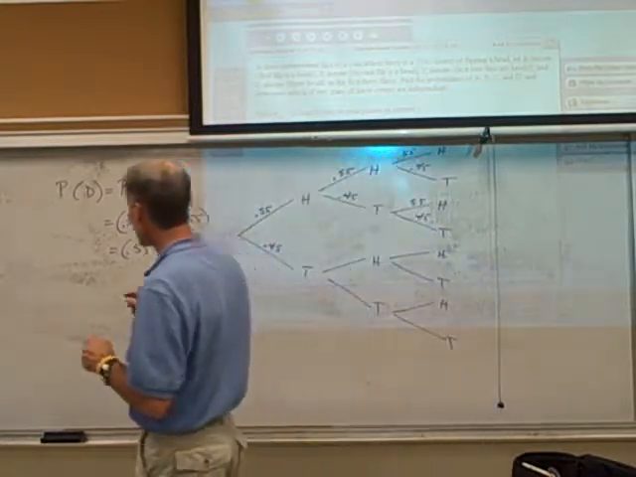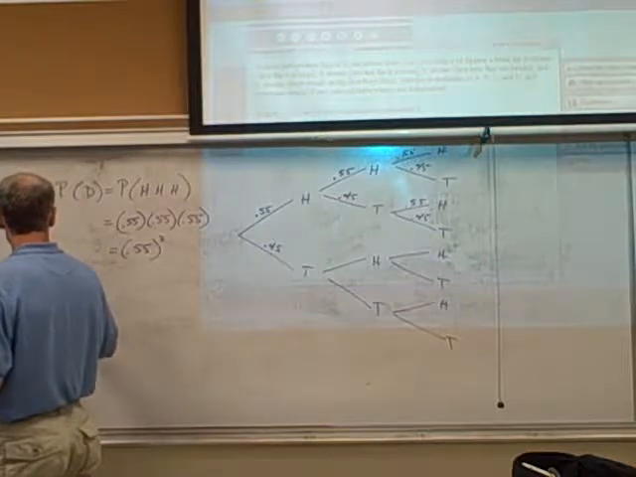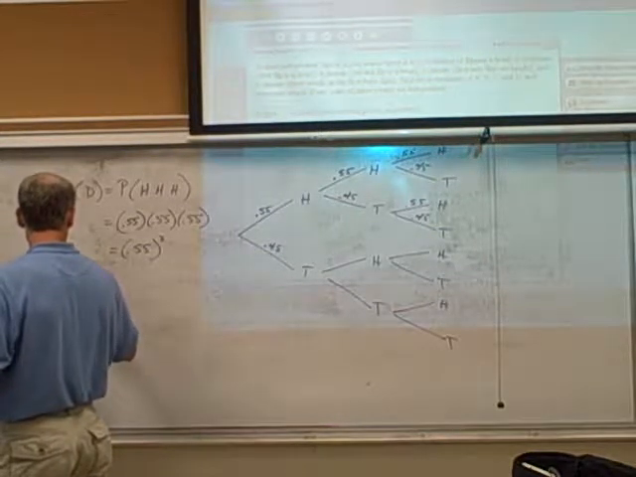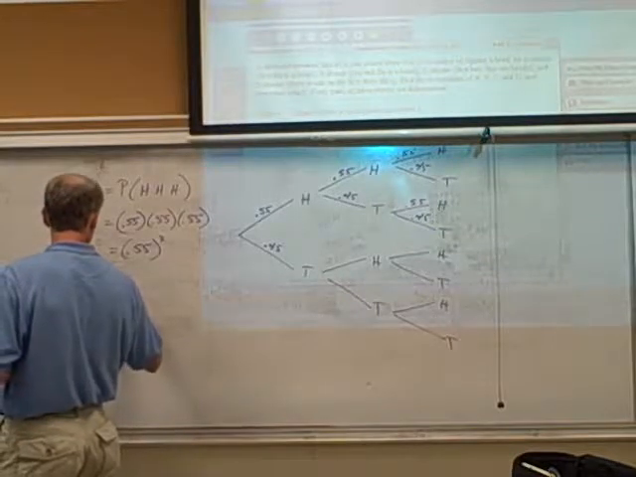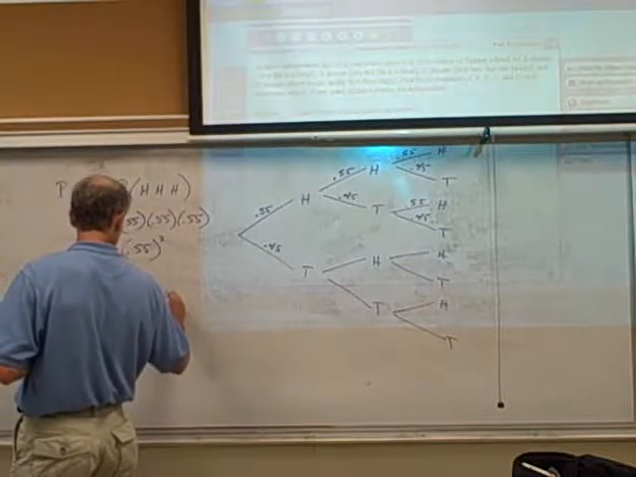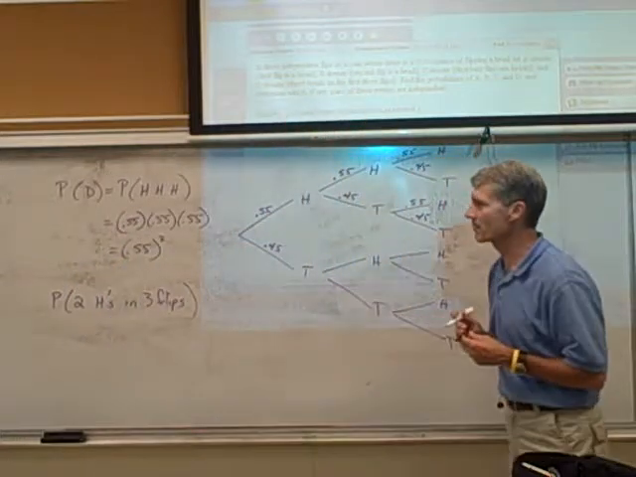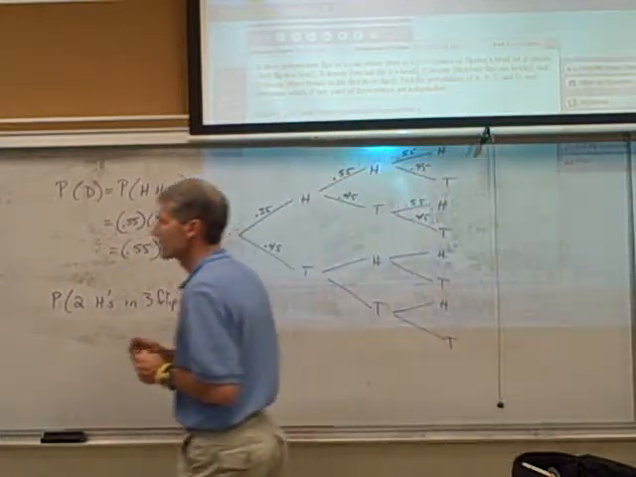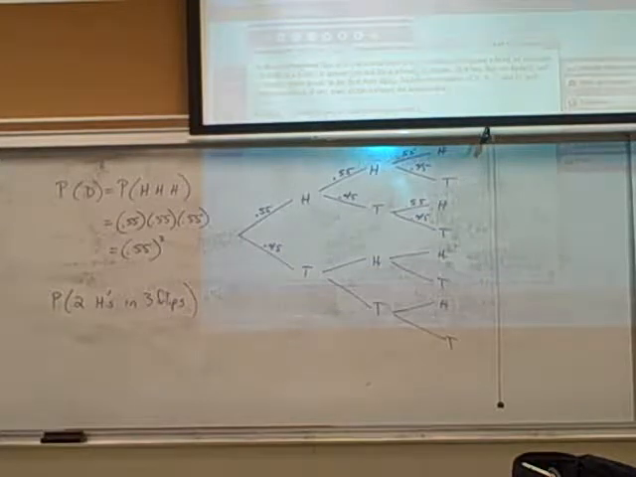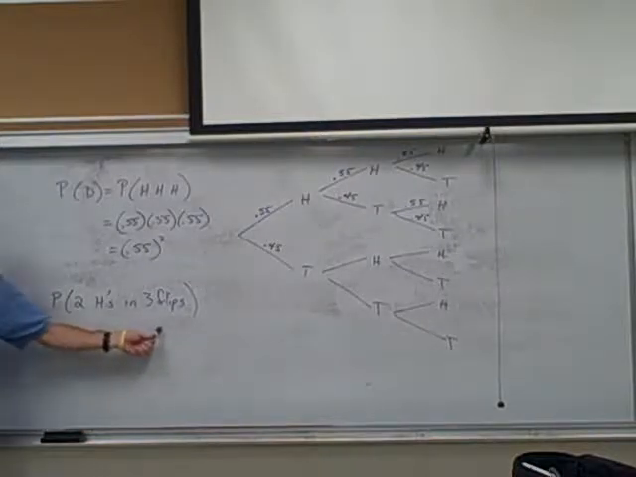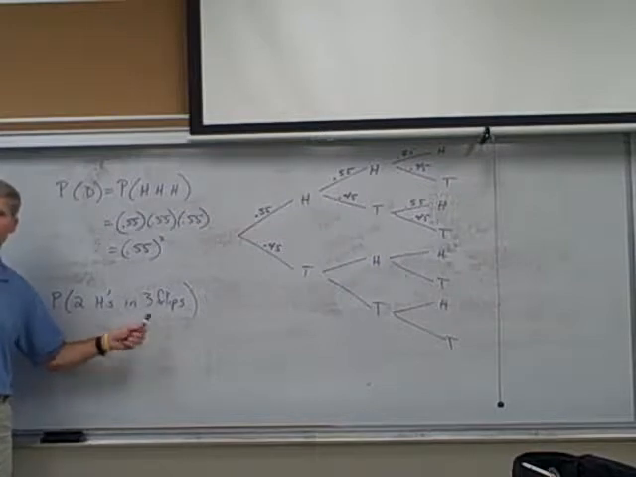So, what's the probability that I get 2 heads in 3 flips? That's not one of this problem. In fact, I can go ahead and shut that off. How would I do this? Probability of 2 heads in 3 flips.